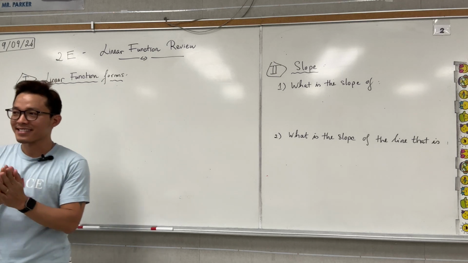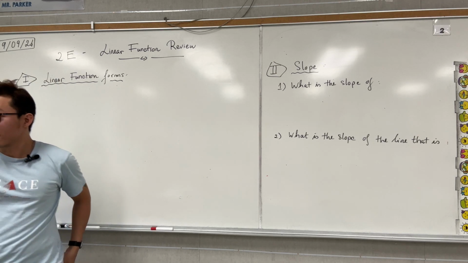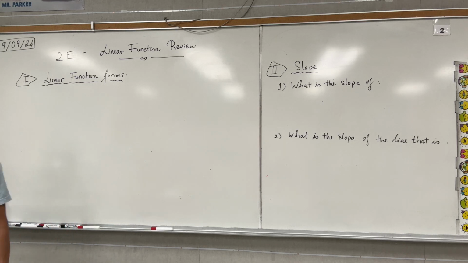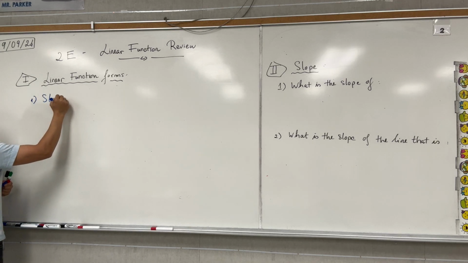Linear function. The very basic one is what? Don't be confused, I'm asking about a linear function. What form? What representation? The slope intercept. That's one. Remember? Okay. So the first one we have is slope intercept form.